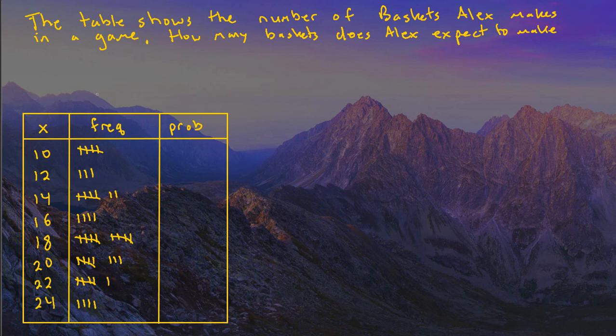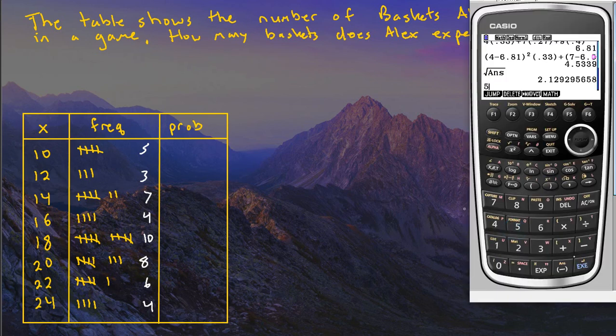So this table shows the number of baskets that Alex makes in a game. How many baskets does Alex expect to make, say, next season or something like that per game? This is already tallied up. So we have a 5 here, a 3 here, a 7 here, 4, 10, 8, 6, and 4. Let's see how much data we have right there. To know how much data I have, I'm going to add all of those frequencies up.